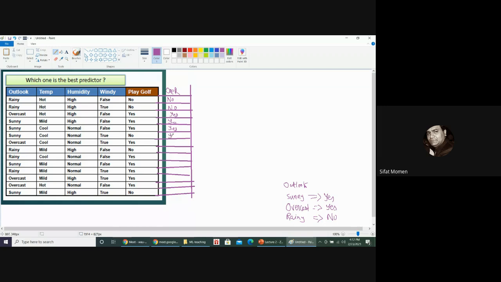Sunny, yes. Overcast, yes. Then rainy, no. Rainy, no. Sunny, yes. Then again rainy, so this is no. Then overcast, yes. Overcast, yes. And sunny, yes. So this is the prediction made by the OneR classifier. Correct? Yes, sir. So it's just going to look at the Outlook. If it is sunny or overcast, it's going to predict yes. And if it is rainy, it's going to predict no. Correct?